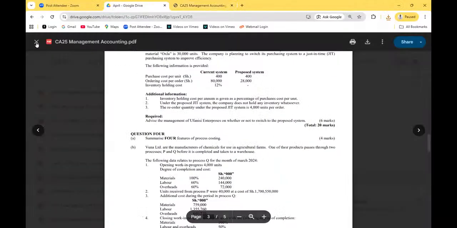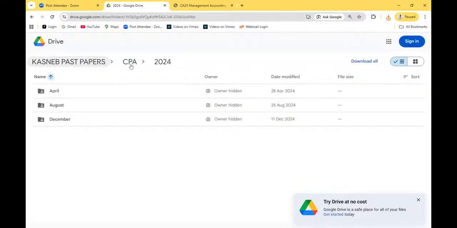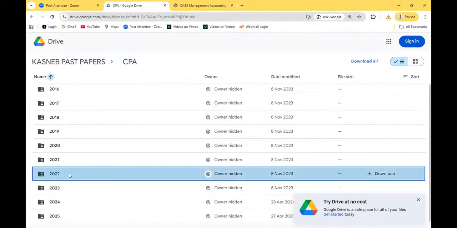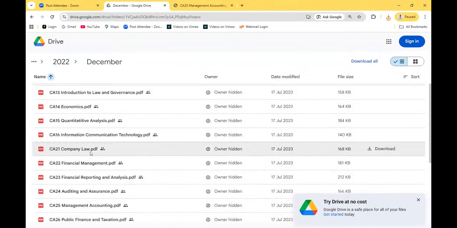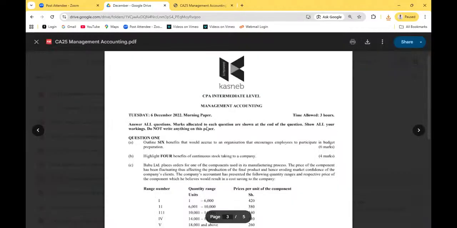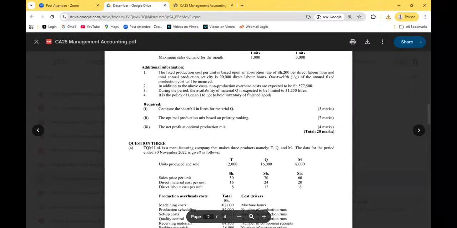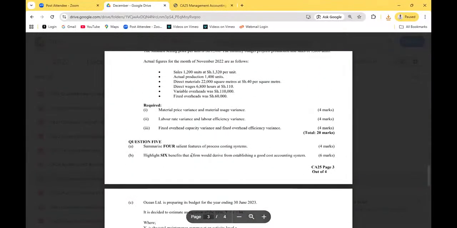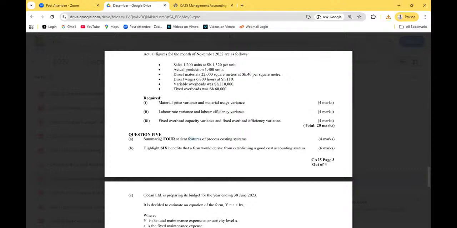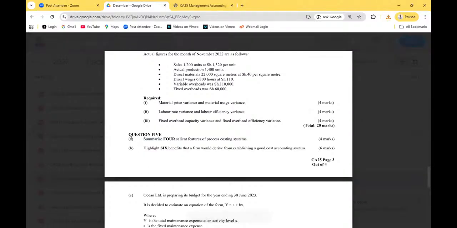And I want to take you again to CPA December 2022, still management accounting. And you can see how they are related. We had a similar question. So look at question number 5 of December. We are actually answering 2 questions at the same time.